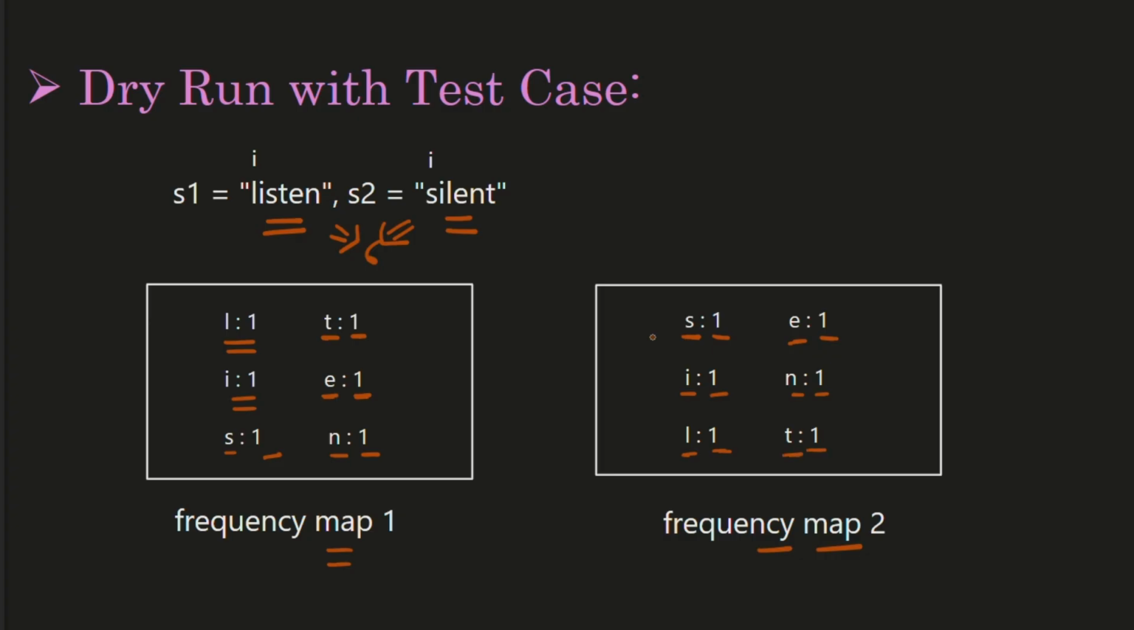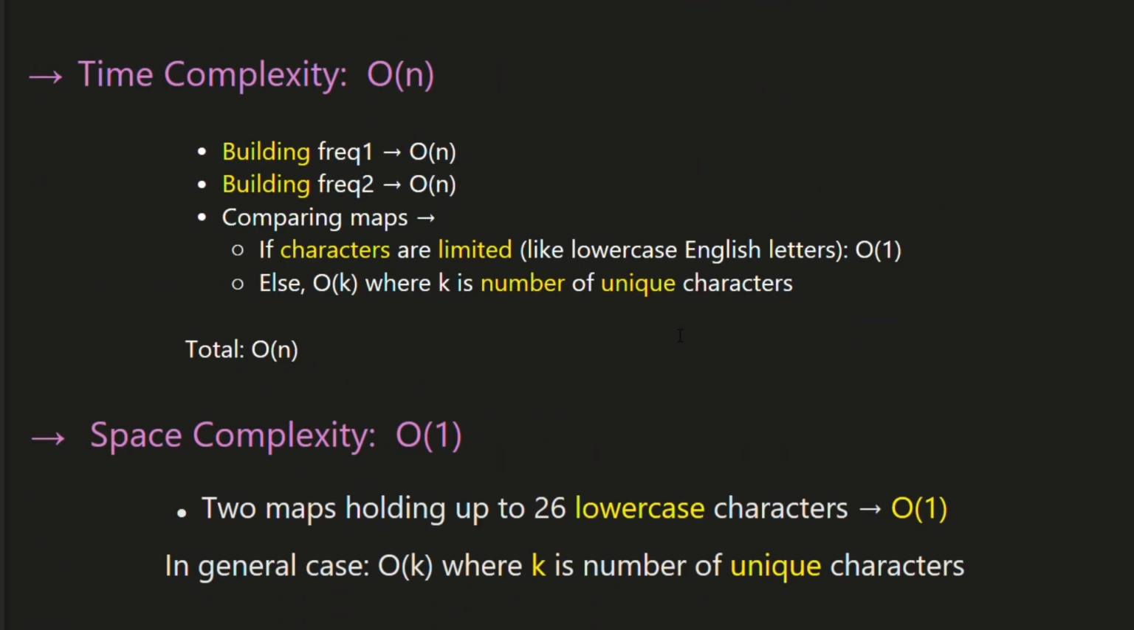Step 4. Compare maps. Frequency1 and frequency2 both contain the same keys and values, so return true. Time complexity. Building frequency1, O of n. Building frequency2, O of n.